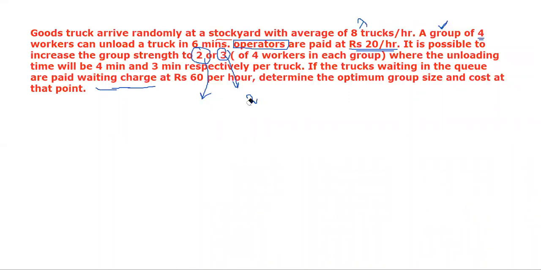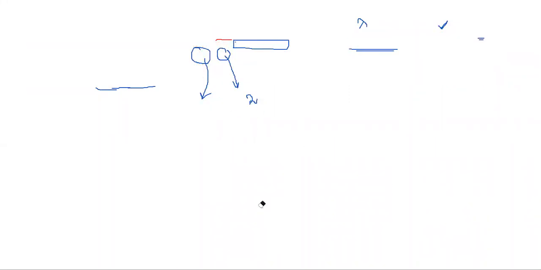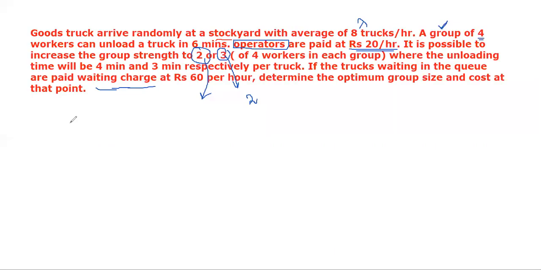How to deal with this question? First thing given in the question is the arrival rate of the trucks. It is given in the question that the trucks arrive at the average rate of 8 trucks per hour. Therefore, the arrival rate of the trucks is lambda equal to 8 trucks per hour. Okay, this is understood.